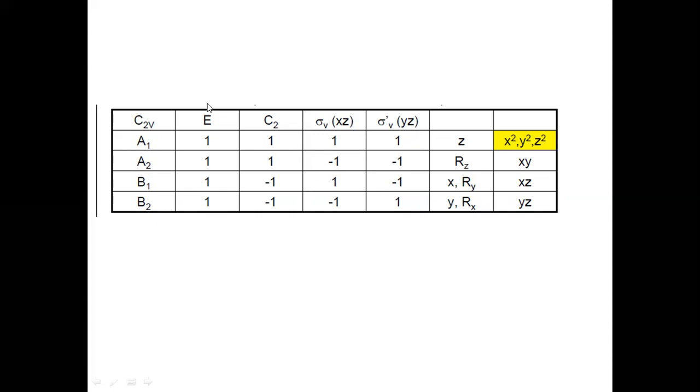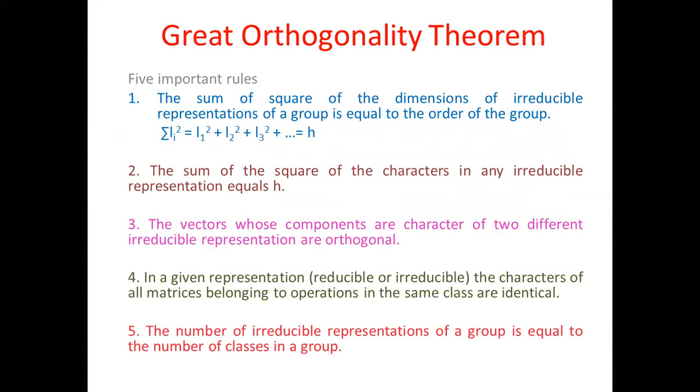And also we know that the number of symmetry elements in this group is 4. So the order of the group is already known to be 4, and the sum of the squares of the dimensions also comes up as 4. So our first postulate: the sum of the squares of the dimensions of the irreducible representations is equal to the order of the group.